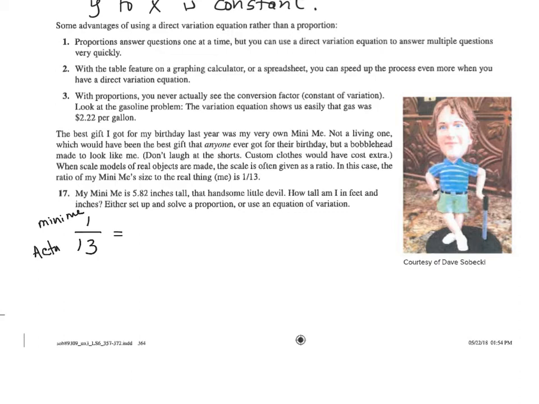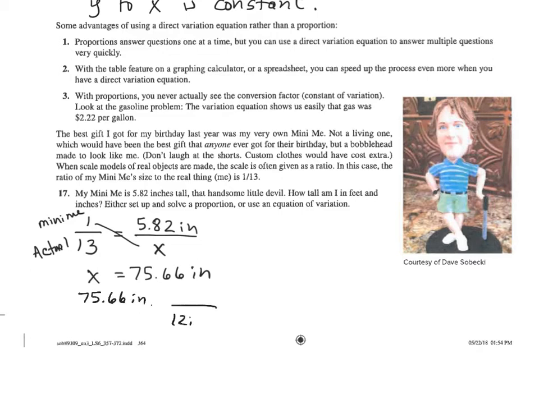I guess I could have put bobblehead. And he's saying the mini-me is 5.82 inches tall, so that would go up here, wouldn't it? And we're looking for x. So when we cross multiply, we get x equals 75.66 inches. But he said he wanted that in feet and inches. So let's use a little bit of dimensional analysis.